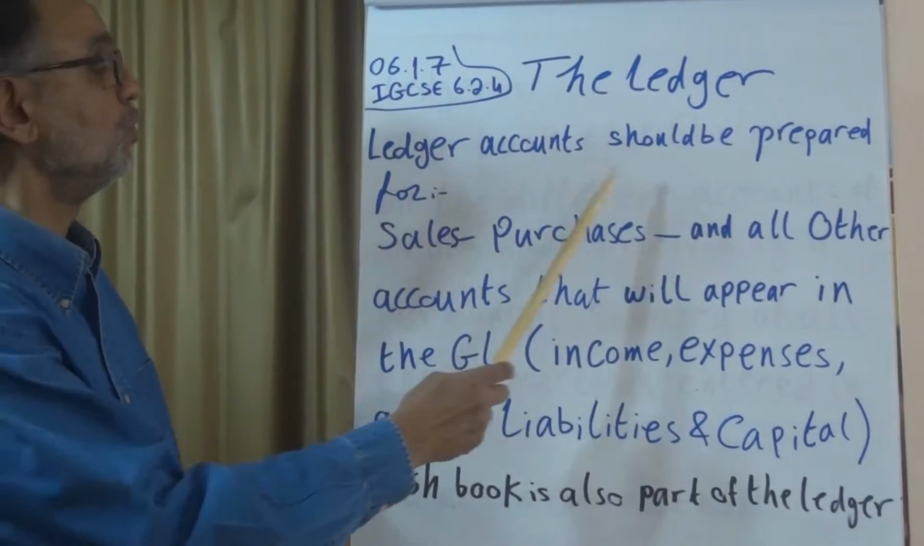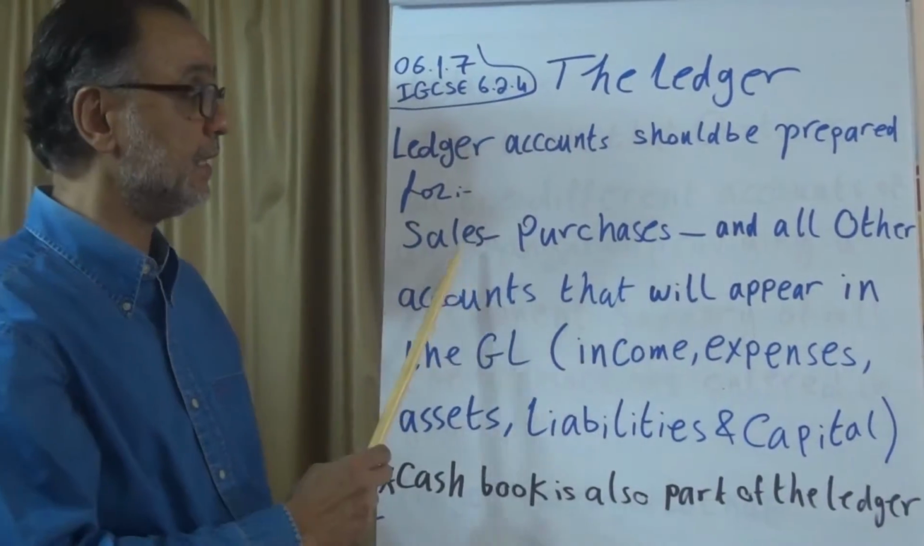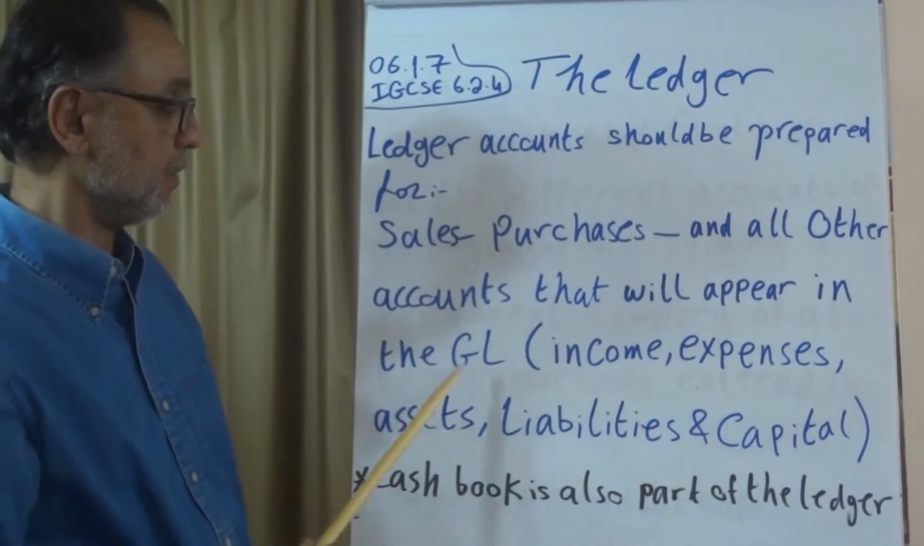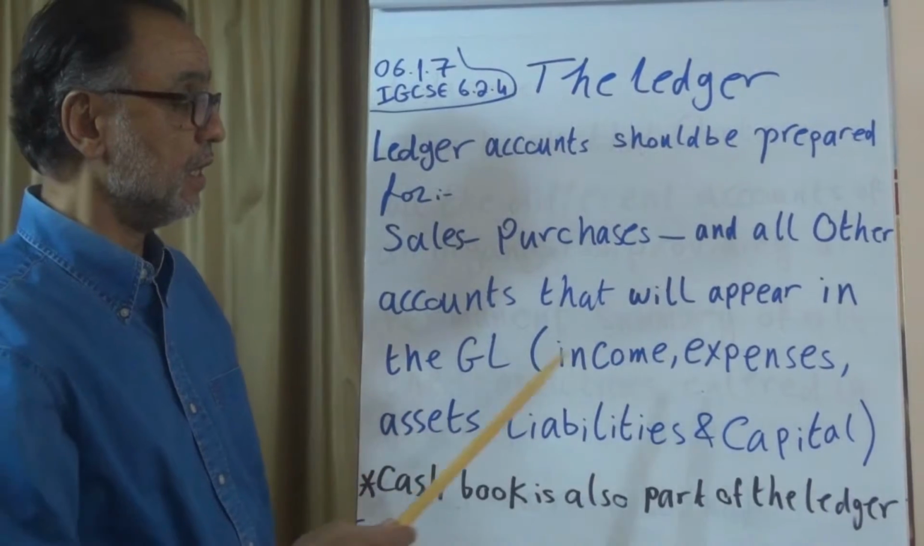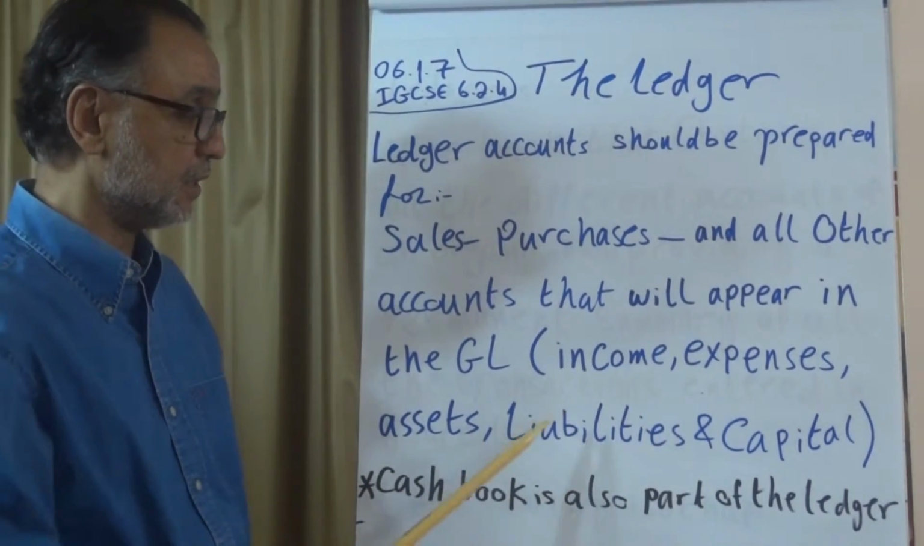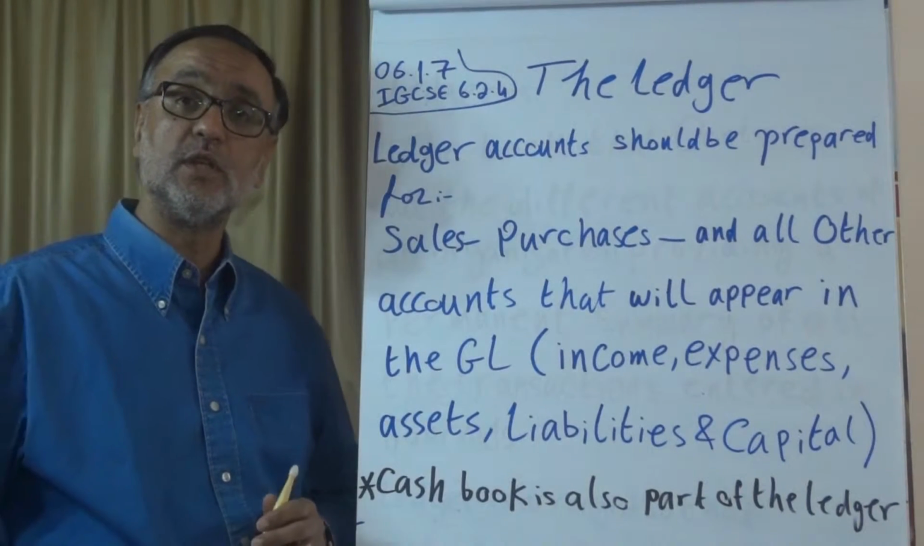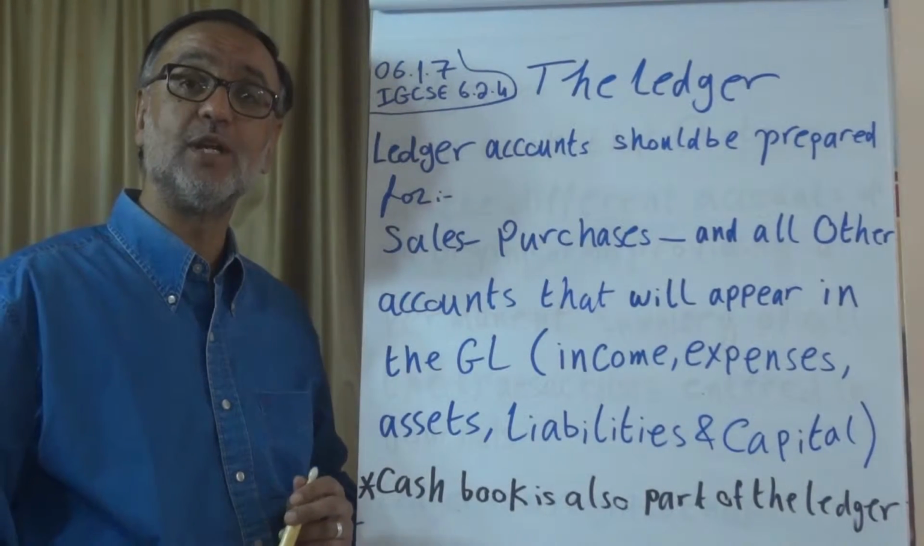Today's session is the ledger. Ledger accounts should be prepared for sales, purchases, and all other accounts that will appear in the general ledger: income, expenses, assets, liabilities, and capital. So we have talked about the general journal. Now we are talking about the ledger in general.